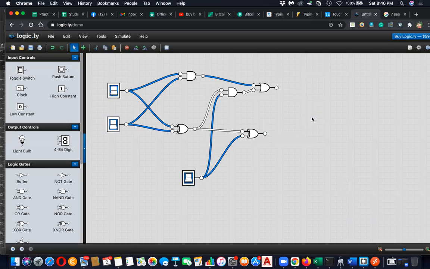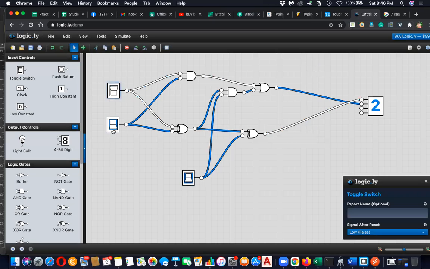Right, now we can connect this to our segment display and see the answers. Okay, so this is 2, this is 1, 2, and this is 3. 1 plus 1 is 2, 1 plus 1 plus 1 is 3. Okay, now you can add.